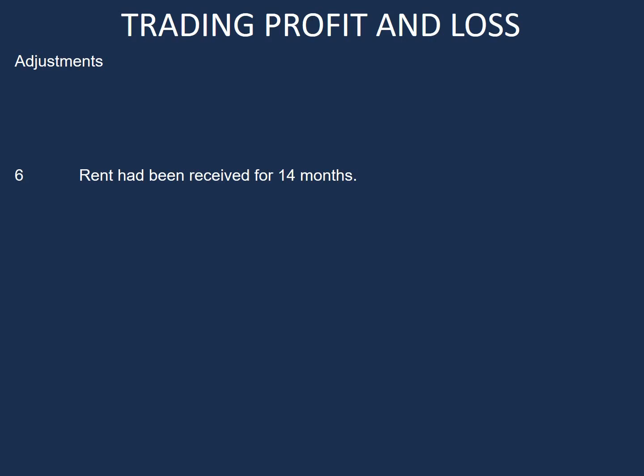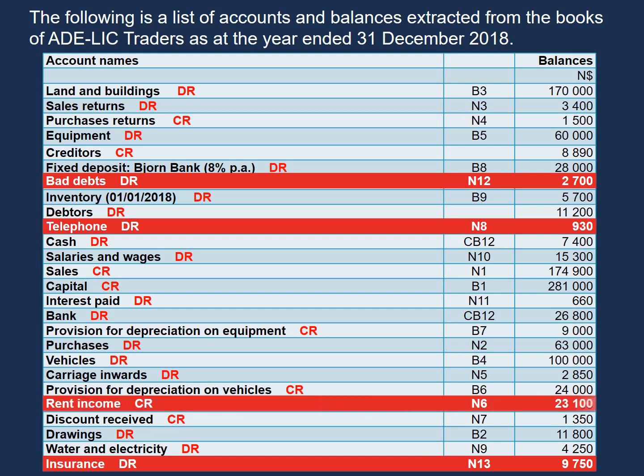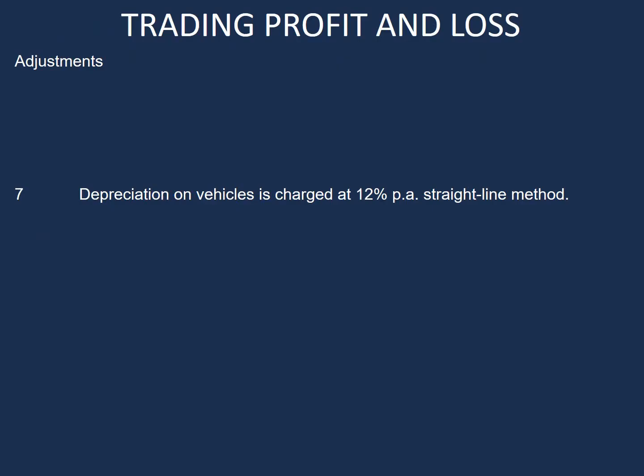Our next adjustment is rent had been received for 14 months. The account we need to highlight is rent income. So now let's go to our list of balances. There we go. Our next adjustment is for depreciation on vehicles, which is charged at 12% per annum, straight line method. The account that's not on our list of balances is the depreciation account. So we need to include the depreciation account when we prepare our profit and loss account.